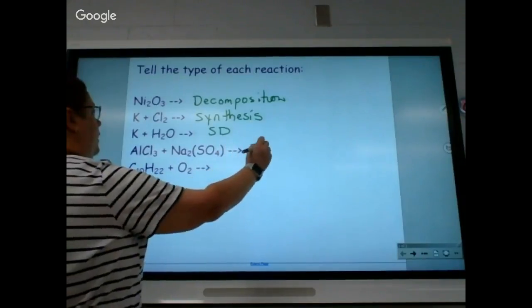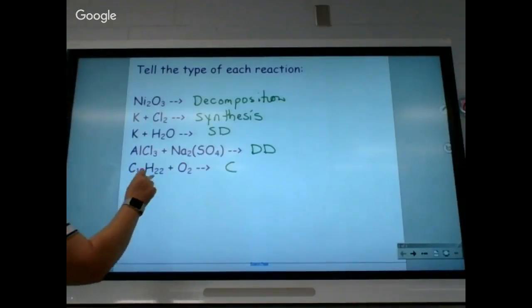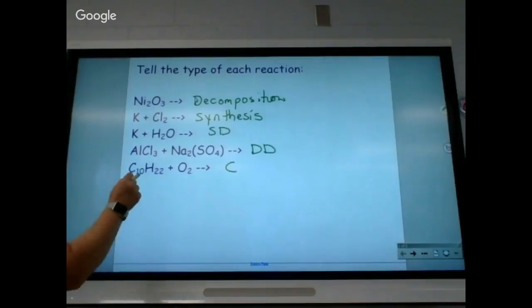All right, and last, combustion. All right, and this is the one that causes the most issues because if you don't recognize immediately that that's a hydrocarbon plus oxygen, people think what? What would you think they think that is if they don't recognize that's a hydrocarbon plus oxygen? And they get single because they see element plus compound. Okay, and that's one you have to recognize. Questions about how to get that far?